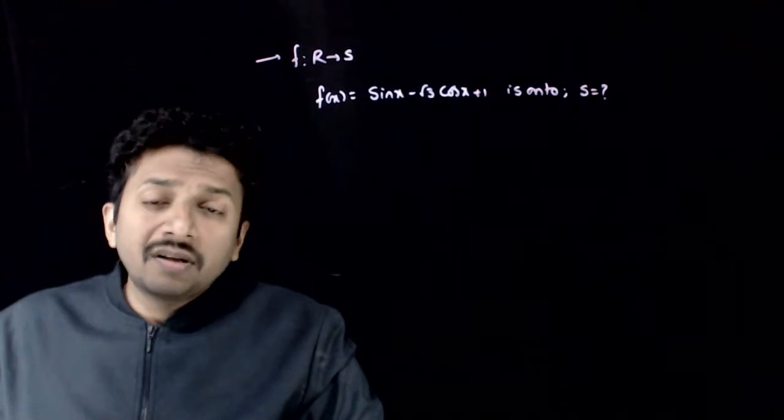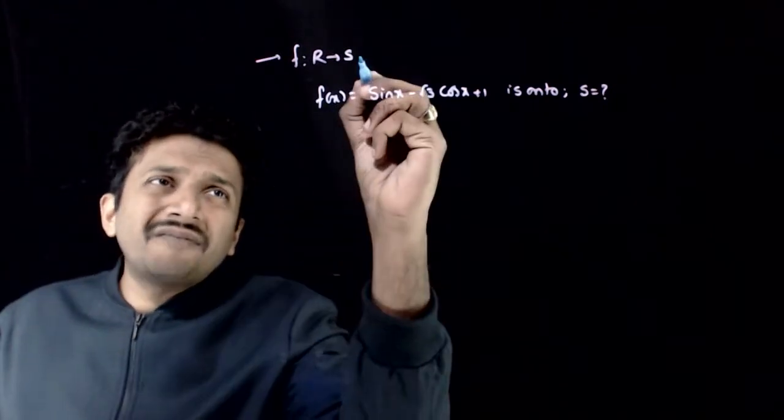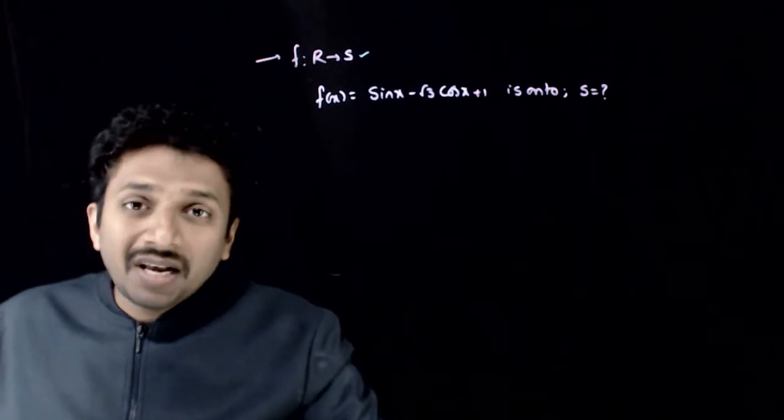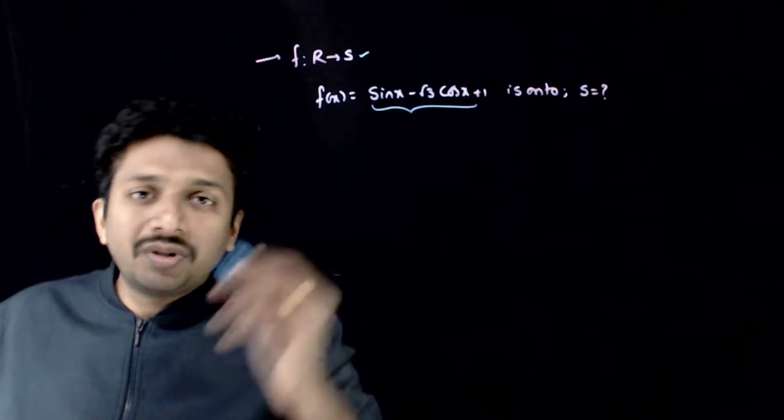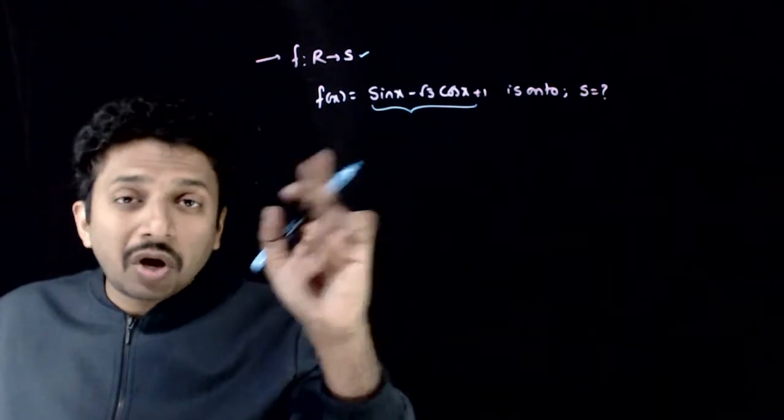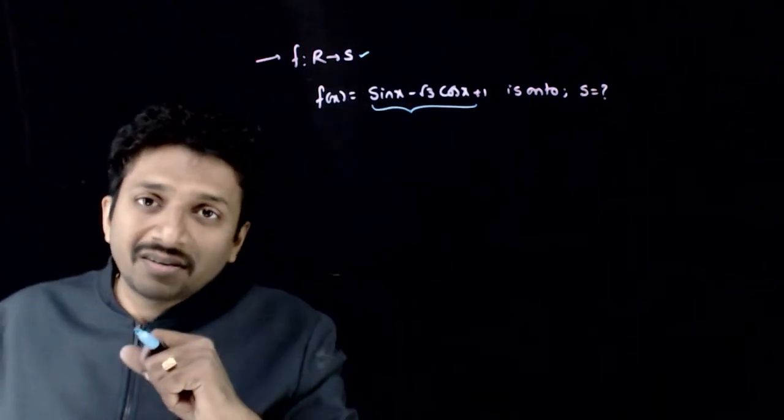So welcome students. In this question, we're given that a function f is defined from real numbers to some set S, and f of x is sin x minus root 3 cos x plus 1. And this function is onto. If that is so, what is S?